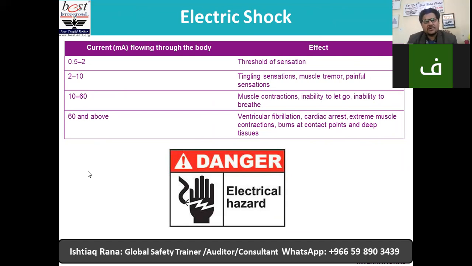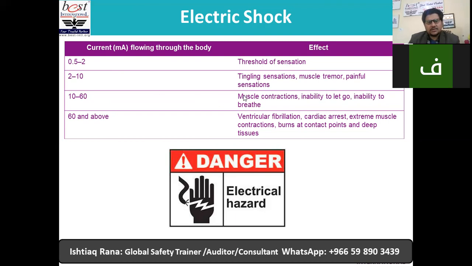Now, electric shock is the most important one and directly relevant for safety leaders to understand: what is the effect if milliamperes flow through the body? Of course, terrible effects will be there, but let's see. 0.5 to 2 milliamperes is the threshold of sensation.